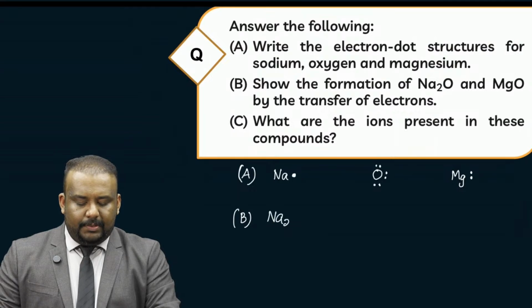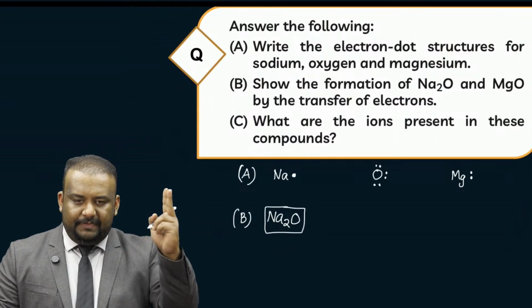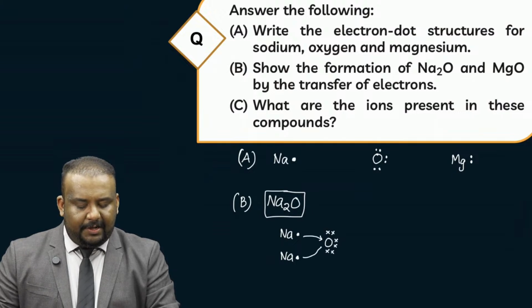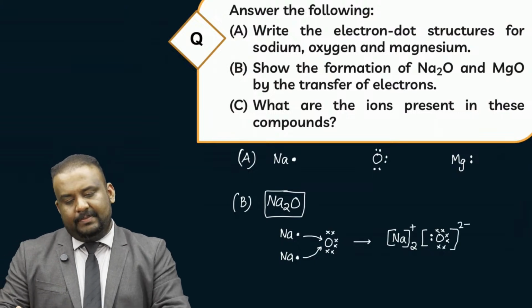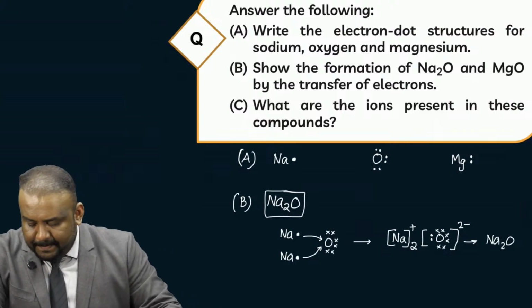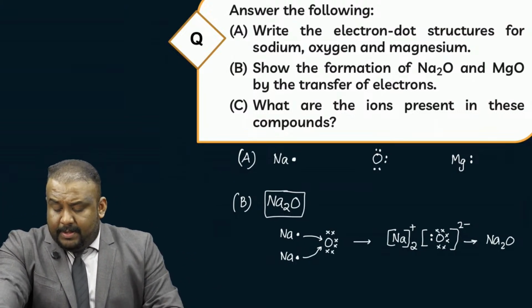See, Na2O, this compound is formed by the combination of 2 sodium atoms with 1 oxygen. So how do we show it by the electron dot structure? Let's take one sodium atom and another sodium atom, and it is combining with oxygen. Oxygen already has 6 valence electrons. So 1 electron from this sodium goes here, 1 electron from this sodium goes here. That will make each sodium ion have a positive charge. There are 2 such sodium ions, and oxygen will now have an octet in its outermost shell with the 2- charge. Right? This is how the formation of Na2O takes place. Is this clear?